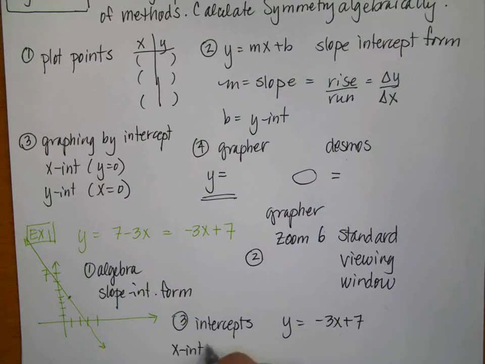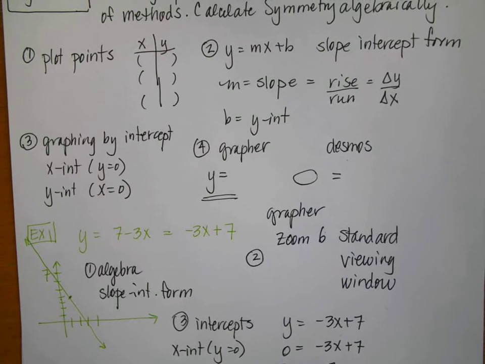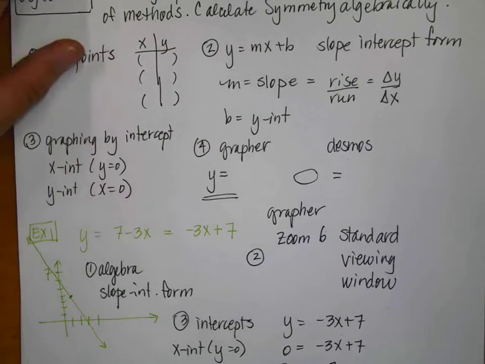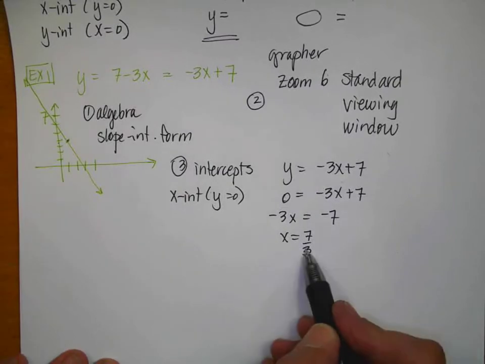Remember that my x-intercept means I let y equal 0 and I solve. So I'm going to get 0 is equal to negative 3x plus 7, and negative 3x is negative 7, x is 7/3. Okay, and you can't see that, my bad. Okay, x is equal to 7/3.